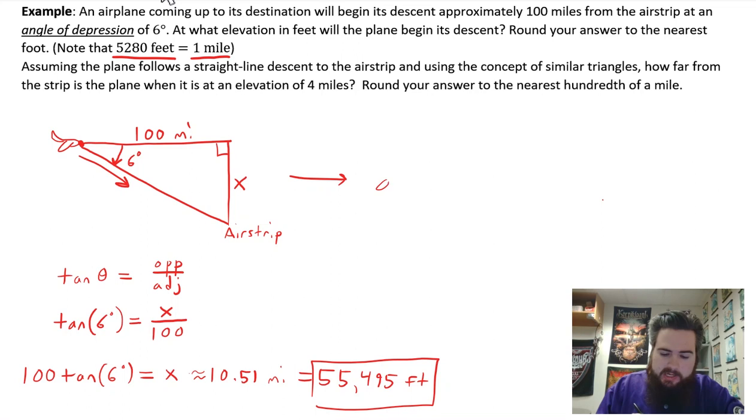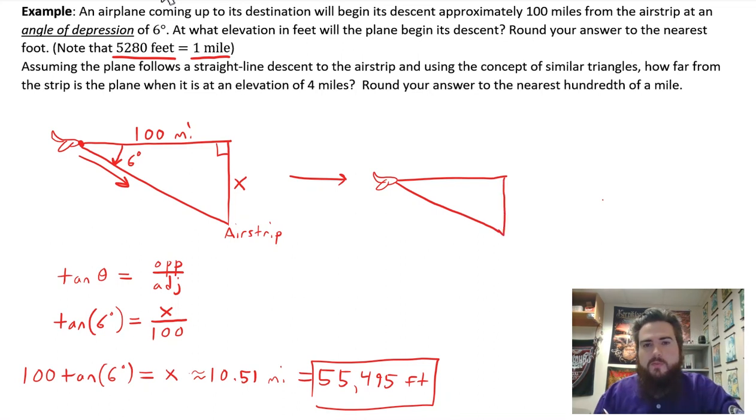So I now have my plane that is not as far away from the airstrip as it was before. And we now know that the elevation is 4 miles. And because it's still using the same similar triangle, that means the angle measures within the triangle are consistent, meaning that this angle measure here is still 6 degrees. Now we are trying to find how far from the strip the plane is when it's at an elevation of 4 miles. So we're trying to solve for x this time.